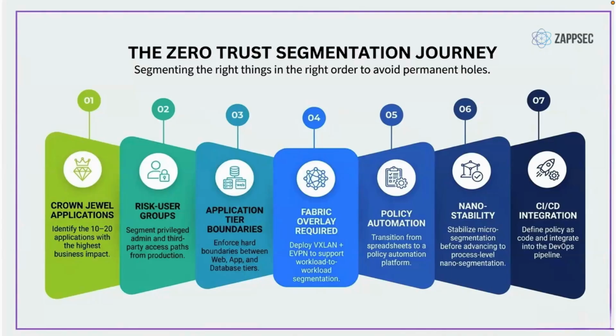Steps six and seven are nano stability and CI/CD integration. You stabilize microsegmentation before you even attempt process-level enforcement. Nano on top of unstable micro creates recursive exception management that no team can sustain. And at the nano tier, policy is defined as code and deployed through your CI/CD pipeline.